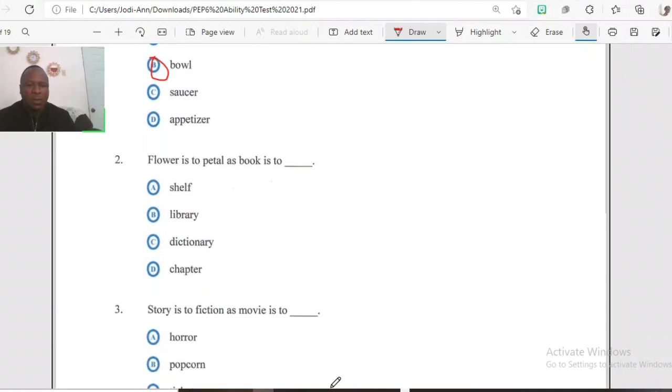Question 2. Flower is to petal as book is to. You have to ask yourself, what is the relationship between the flower and the petal? The petal is a part of the flower. Now, which of these options is a part of a book? Is shelf a part of a book? No. Is library a part of a book? No. Is dictionary a part of a book? No. But chapter is a part of a book.